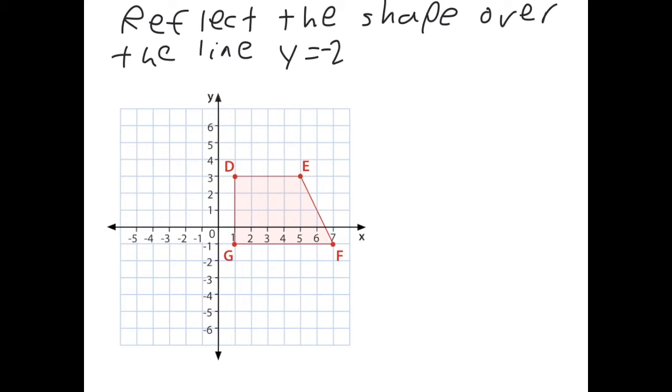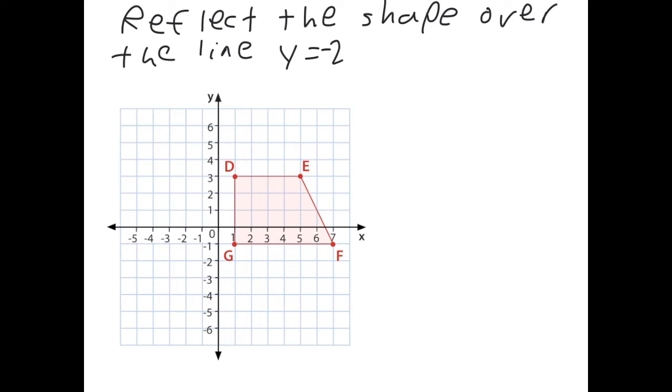Alright, so here's our first example. Let's say we have a quadrilateral DEFG. Remember, a quadrilateral is a 4-sided figure. And we want to reflect it over the line y equals -2. Now remember back from Algebra 1, you should remember that y equals -2 is a horizontal line at -2.